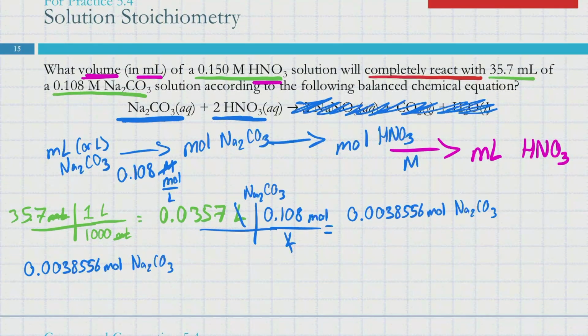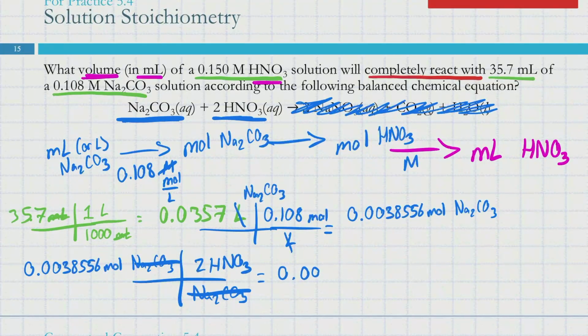Got my words jumbled. Okay, so our Na2CO3, the 2 things we care about, Na2CO3. That goes on the bottom, so the units cancel. The 2HNO3 goes on the top. Boom, chemical cancels. We're multiplying by 2. We need twice as much nitric acid as we do sodium carbonate. So 0.0077112 moles HNO3.